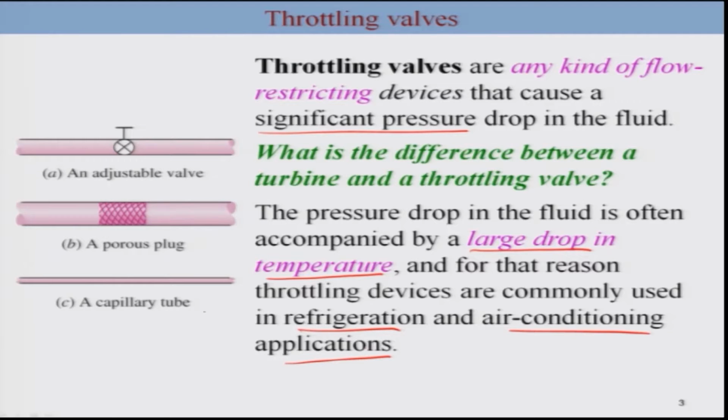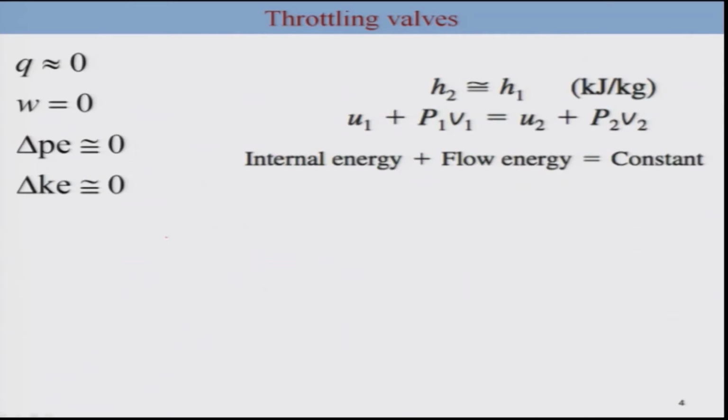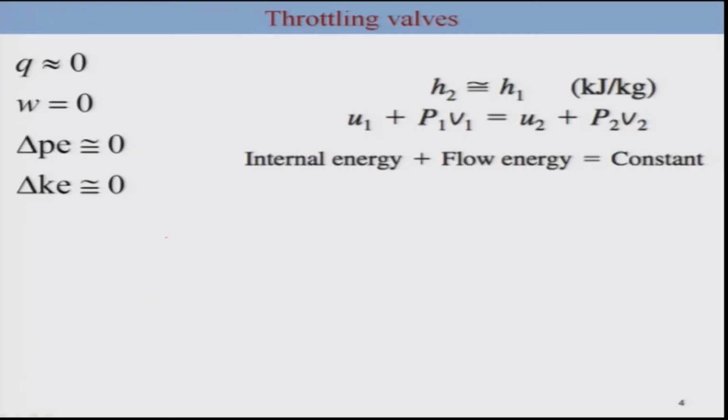There are different kinds of throttling valves. You can have adjustable valves, you can have a porous plug based one, or a simple capillary tube. Okay, these are all examples of throttling valves. So, let us look at how we are going to apply a simple energy balance. The material balance is very obvious, since the mass flow rate should remain constant for the case of steady flow conditions. So, what about the energy balance here?